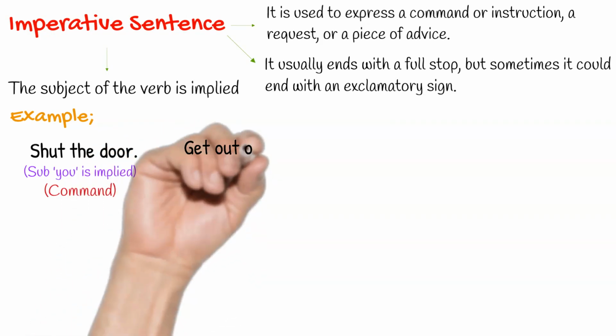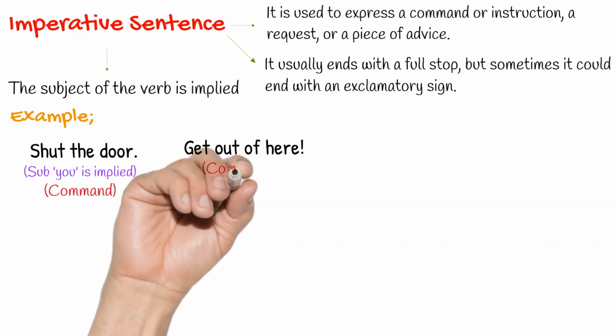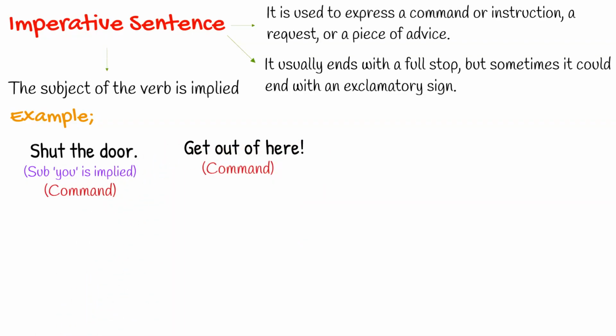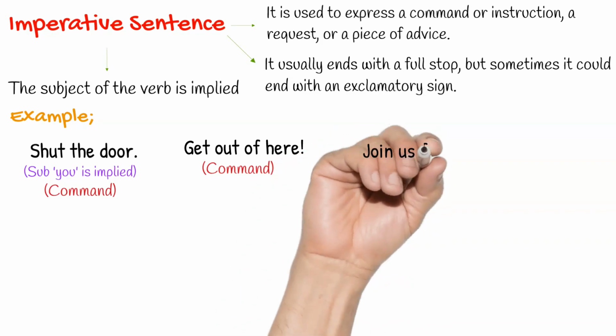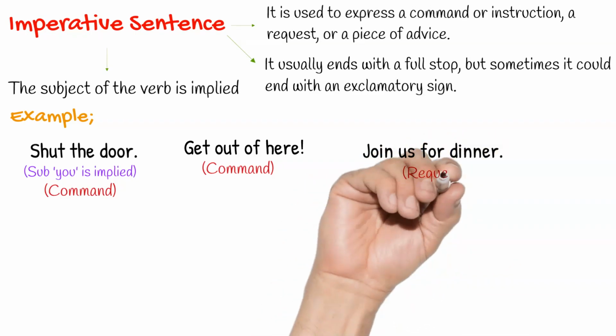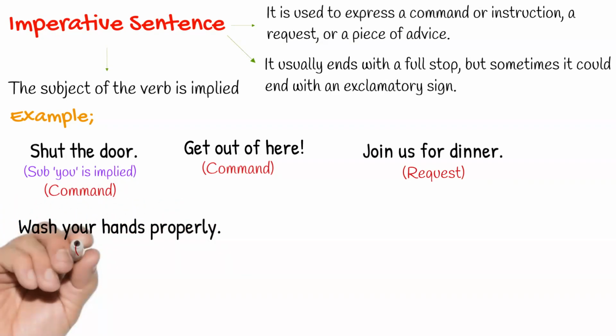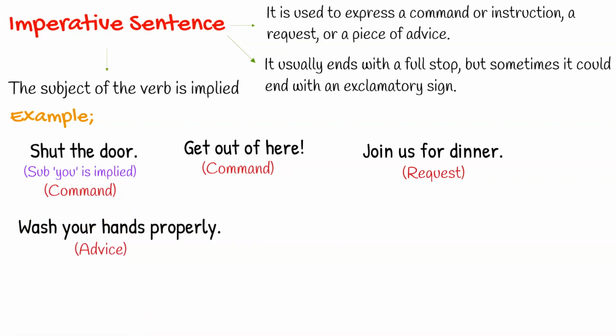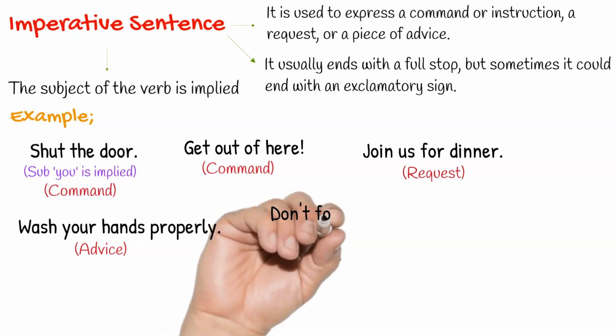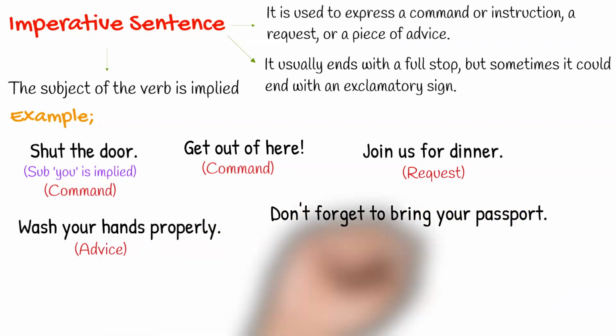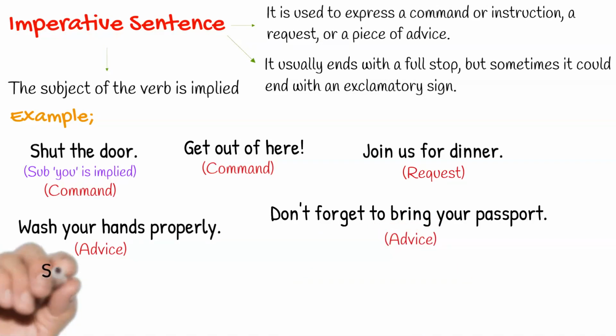Get out of here. In this sentence, the speaker is giving a command to the listener to get out of the place. It is an imperative sentence. Next. Join us for dinner. Here, the speaker is requesting the listener to join dinner. Wash your hands properly. Here, the speaker is providing a piece of advice to the listener. Don't forget to bring your passport. Here, the speaker advises the listener to bring his passport.